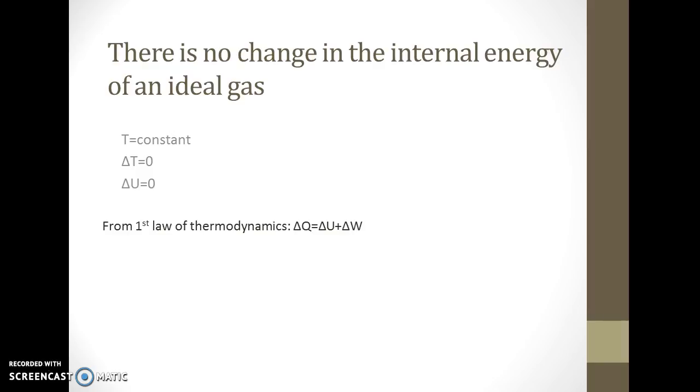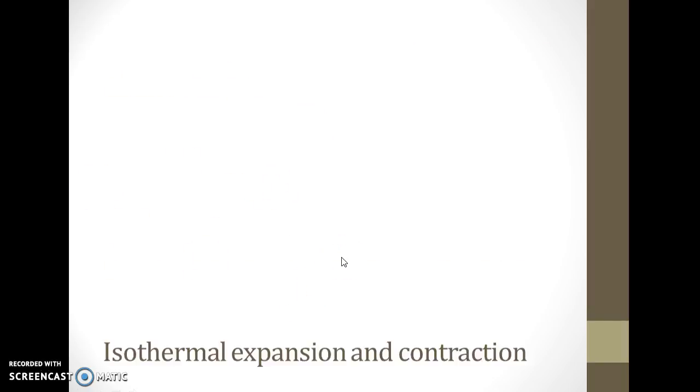Considering the first law of thermodynamics, we can write it as delta Q is equal to delta U plus delta W. So considering that the temperature is constant and because of this there will not be any change in the internal energy, heat supplied will be equal to work done.